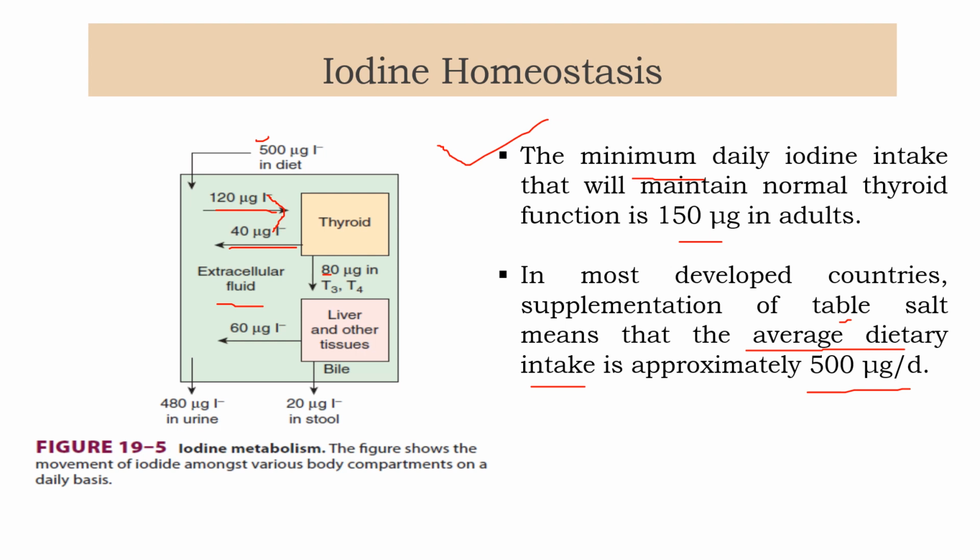Now these 80 microgram of thyroid T3 and T4 will be metabolized in the liver and other tissues, and out of it 60 microgram will be excreted into the extracellular fluid. So 420 plus 60, that is a total of 480 microgram in the extracellular fluid, and it will be excreted via urine. Some thyroid hormone derivatives are excreted in bile, and some of the iodine in them is reabsorbed via enterohepatic circulation, but there is a net loss of iodine in the stool. It is approximately 20 microgram.